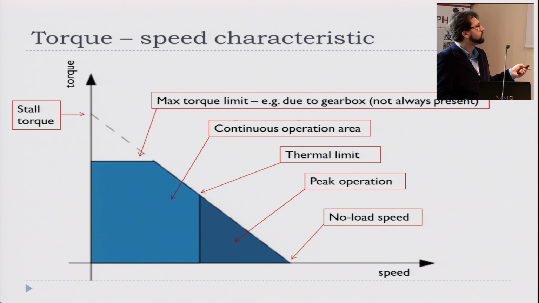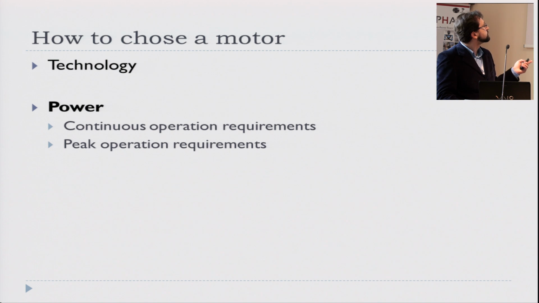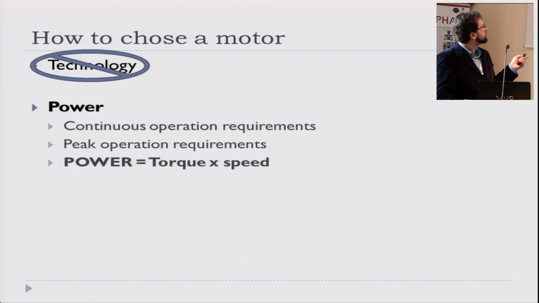If you go over some line, your motor is going to heat up and then burn after some time. So you can go here, for example, for peak operation, but you cannot think about staying here for long times. And then you have what remains here, which is the continuous operation area, which is what's interesting for you to size your motor. So again, power. Power is torque times speed.